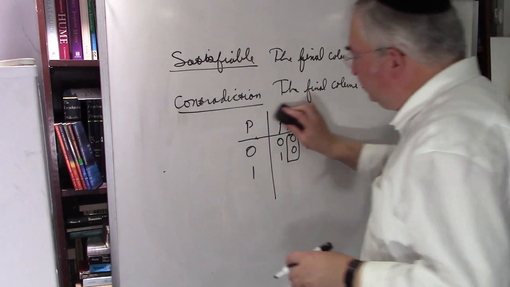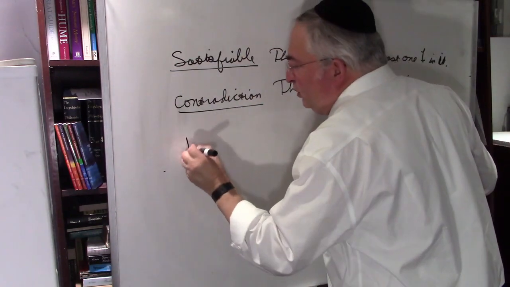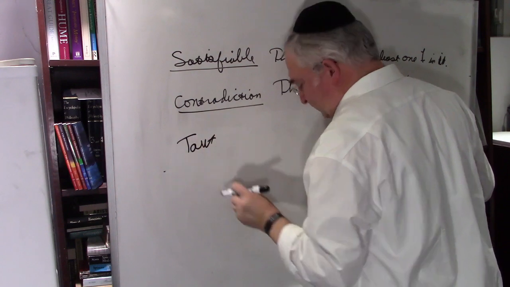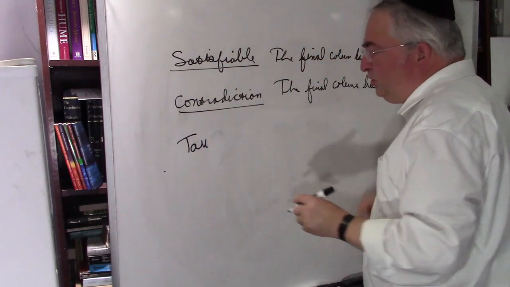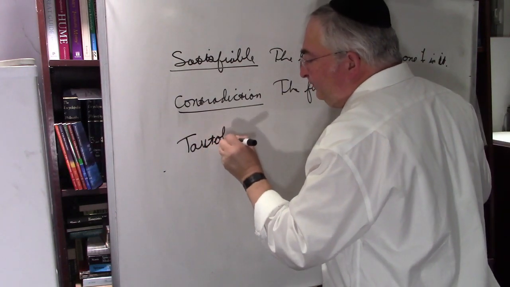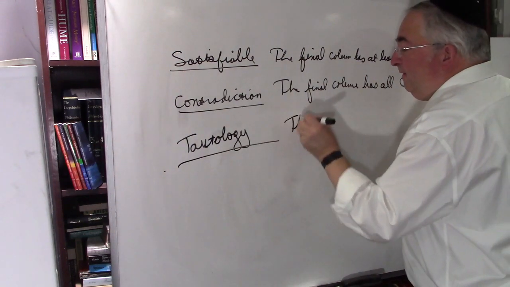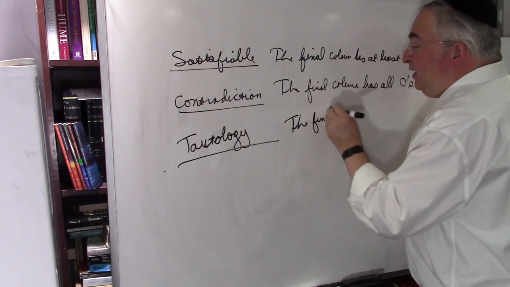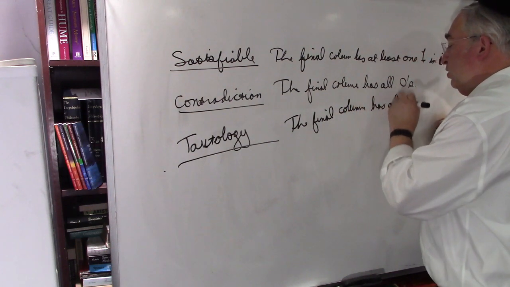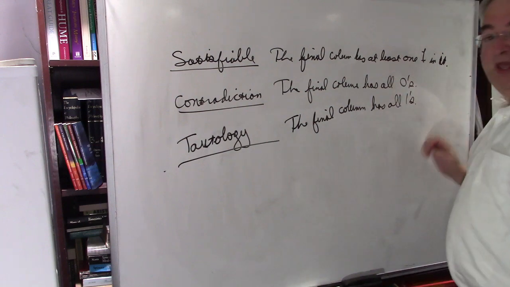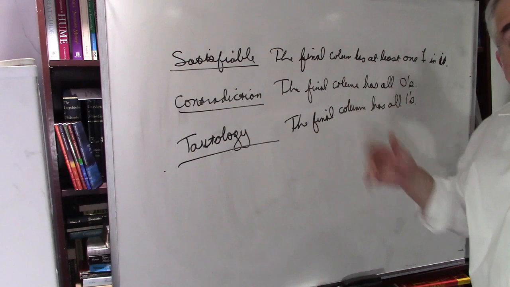There's lots of other examples of contradictions. There's a third type of thing, and it's called tautology. Tautology should remind you of the word total, which means all. Okay, so tautology, the final column has all ones. Everything is true about it. Okay, it's always true.